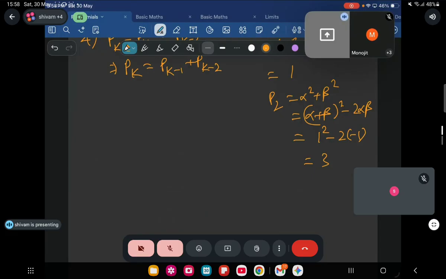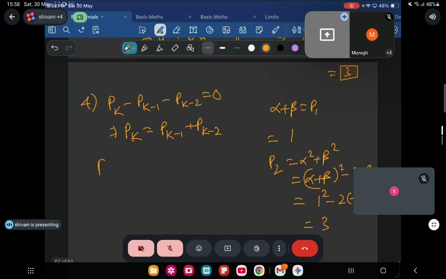So I've got P1, I've got P2. We can find out P3. P3 is equal to P1 plus P2. This will give us how much? Tell me. 4. What is the value of P4? Quickly tell me. 7. Who said 5? P5 is equal to 11.